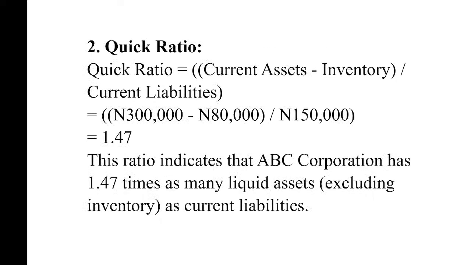Quick ratio. Quick ratio is equal to current assets minus inventory over current liabilities. So the current assets there is 300,000 and the inventory is 80,000 and current liabilities is 150,000. So we have 1.47. This ratio indicates that ABC Corporation has 1.47 times as many liquid assets, excluding inventory, as current liabilities. So this ratio can be stated as 1.47 is to 1.